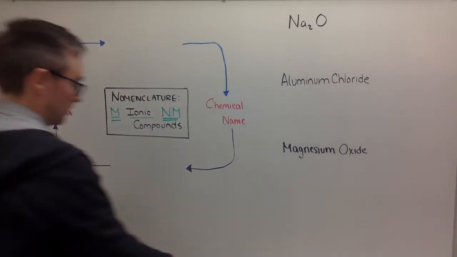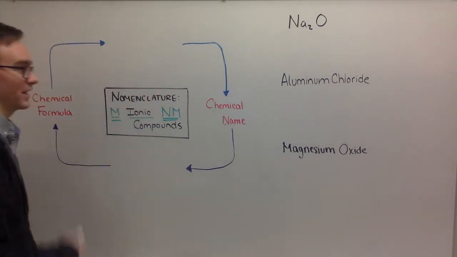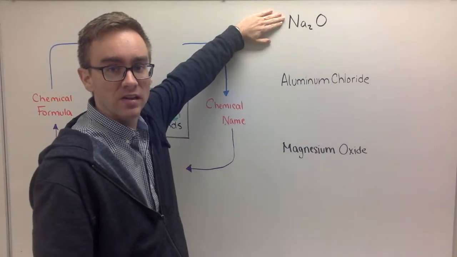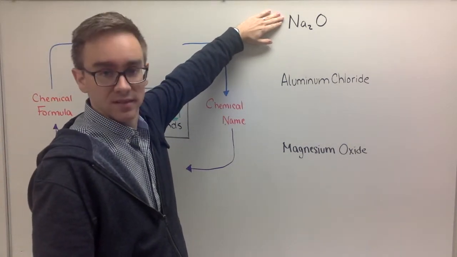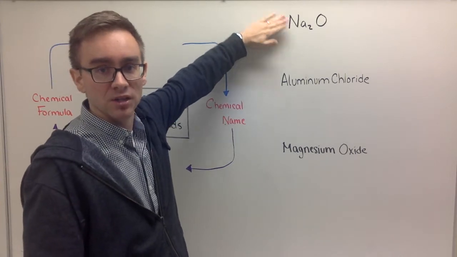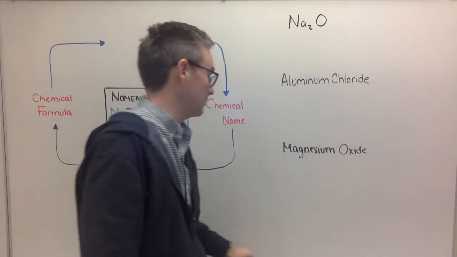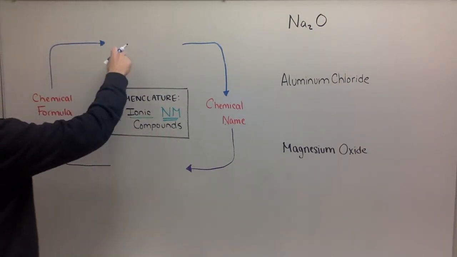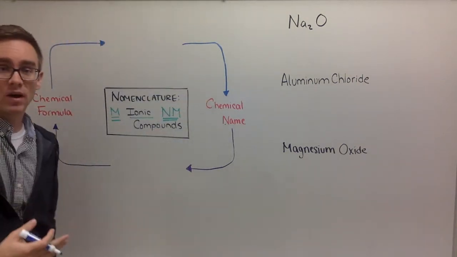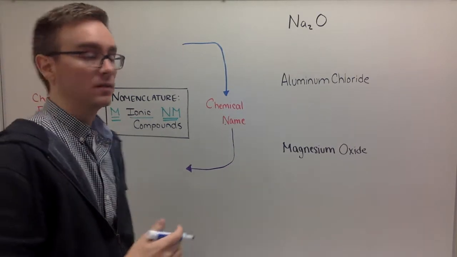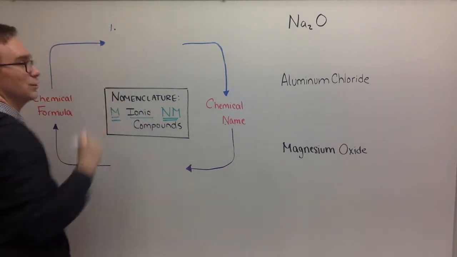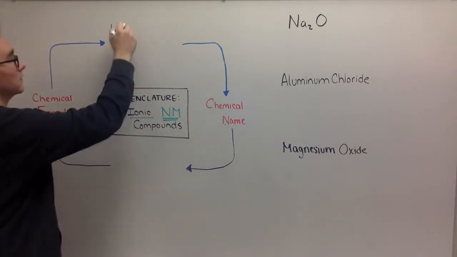So let's start with going from a chemical formula to its name. For example, this one right here, Na2O. That is a chemical formula. I'm going to show you how to write its chemical name. To go from chemical formula to chemical name, it's actually quite easy. Step one, you name the metal first.